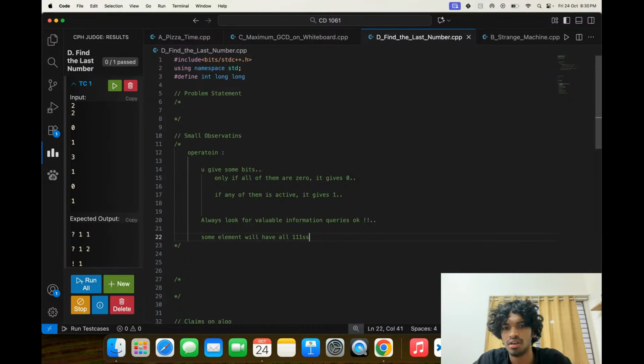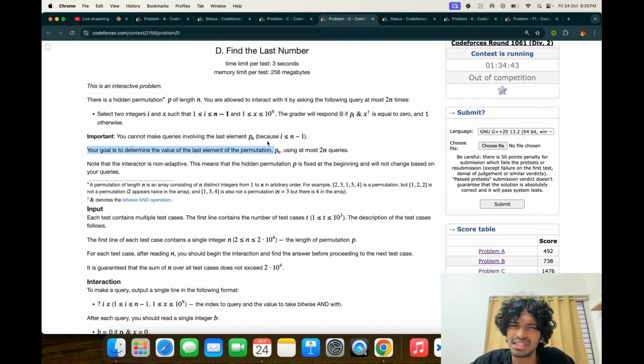There is some element that will have all ones. Finding the last element seems difficult. Maybe we'll find everything. How do you find something very quick? What is the query? You give an X, what do you get? You cannot query the last element.